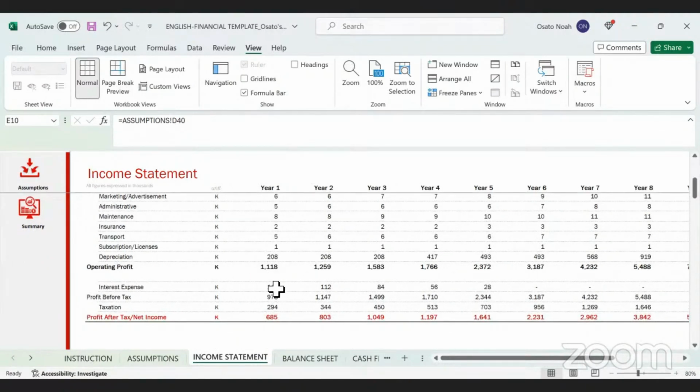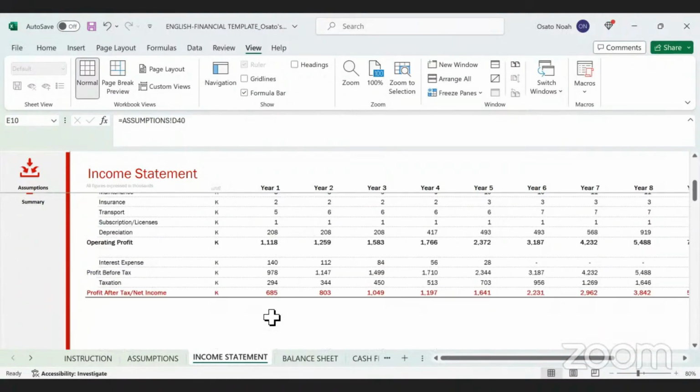And then it takes away our interest expense on the loan. Remember, we said we would take a loan. And then the profit before tax, based on the tax rate we provided. And then it gives us what our profit after tax, or our net profit, will be. For this organization, it's making about 700 kwacha in year one. So the organization is doing well.